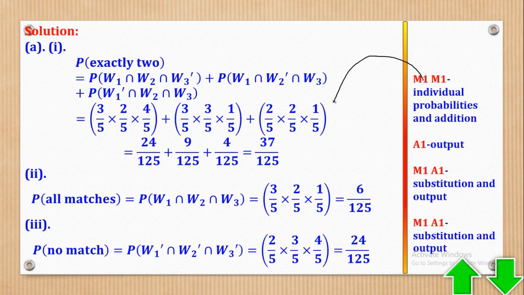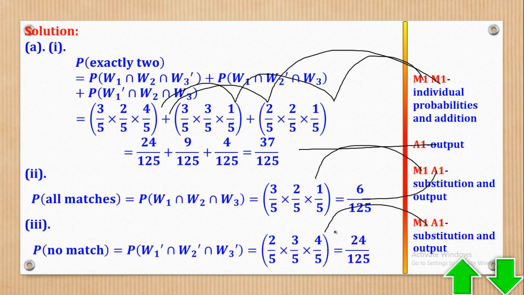So this M1 is for these individual probabilities, and then M1 for adding the probabilities, A1 for the output. This M1 is for this substitution, A1 for the output, substitution, output.